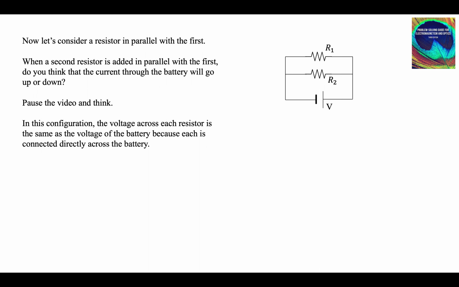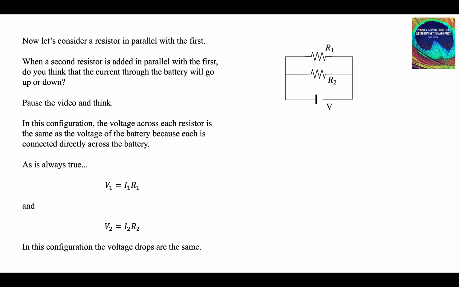In this configuration, the voltage across each resistor is the voltage across the battery. This resistor is right across the battery, from one side of the battery to the other, nothing in between. This resistor is also across the battery. Each has the same voltage, and that's the voltage of the battery. You can go V1 equals I1 R1, V2 equals I2 R2, same as before, but in this case, the current is different, and it is the voltage that's the same. That's the voltage of the battery.